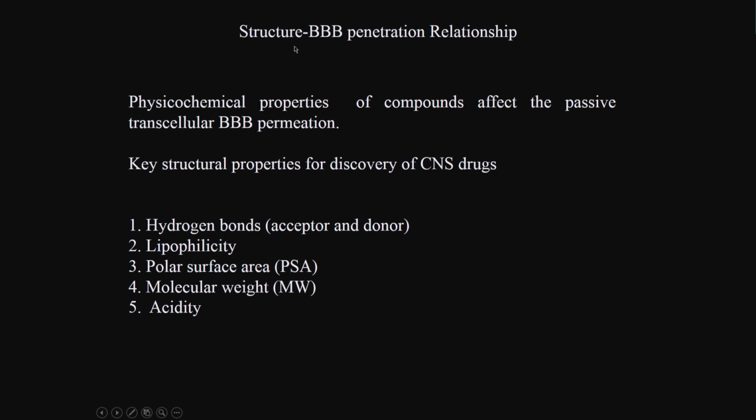So what is the relationship between the chemical structure and BBB penetration? The physicochemical properties affect the passive transcellular BBB permeation. Hydrogen bond acceptors and donors play a very important role. Lipophilicity: because we have a cellular membrane, molecules have to be more lipophilic rather than hydrophilic to penetrate. Polar surface area has to be limited. Molecular weight cannot be very large; if it is large, it will not go. Acidity or basicity, the pKa value, plays a very important role.